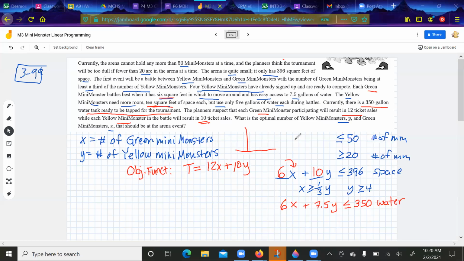Now we've got all our constraints. Now we need to graph them, right? We're going to graph 1 line, 2 lines, 3 lines, 4 lines, 5 lines, and come up with a feasible region. Then we'll have 5 points or so that we need to plug into this objective function to optimize and find our maximum. If we want to optimize, we want to find the maximum number of monsters that we can have in the ring. Okay, so that is our goal now.